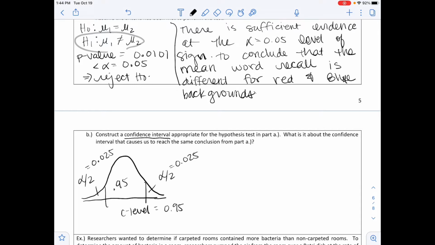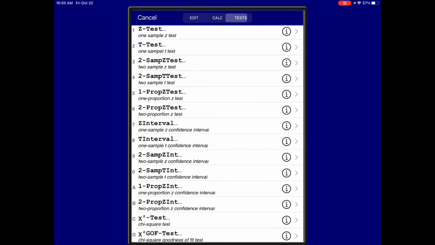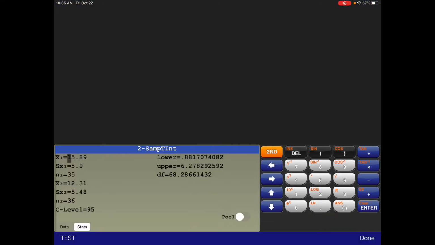And so in order to construct this confidence interval, we're going to have to go to 2SAMP T int. On the graphing calculator, we're going to go to Stat, to Test, down to 2SAMP T int. And then we need to enter in the mean, standard deviation, and sample size for each of the populations. And then also note that the C-level for this problem is going to be equal to 95% or 0.95. And from here, we're going to get a lower bound and an upper bound, and we're going to round those correctly to 3 decimal places.